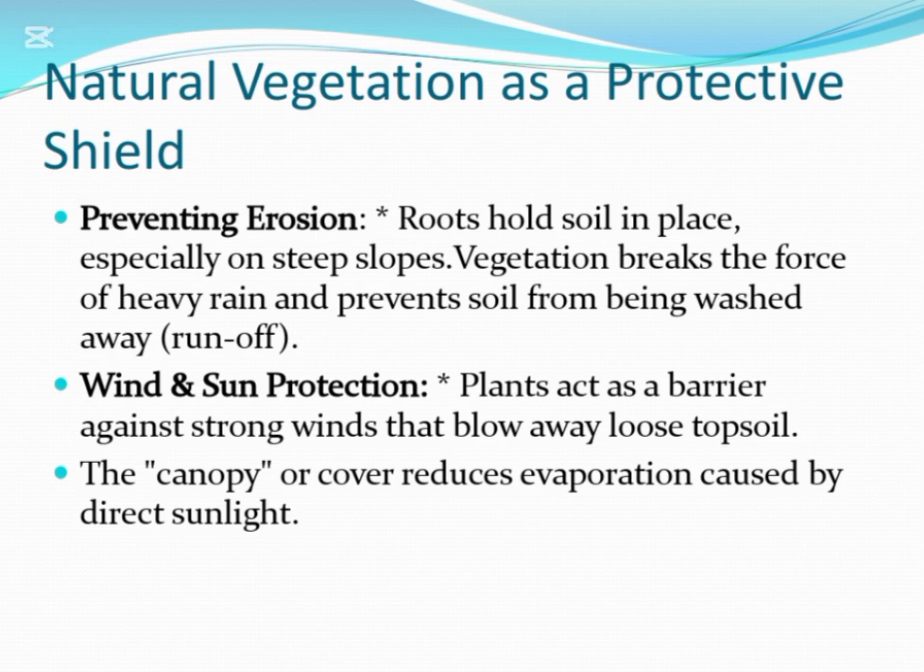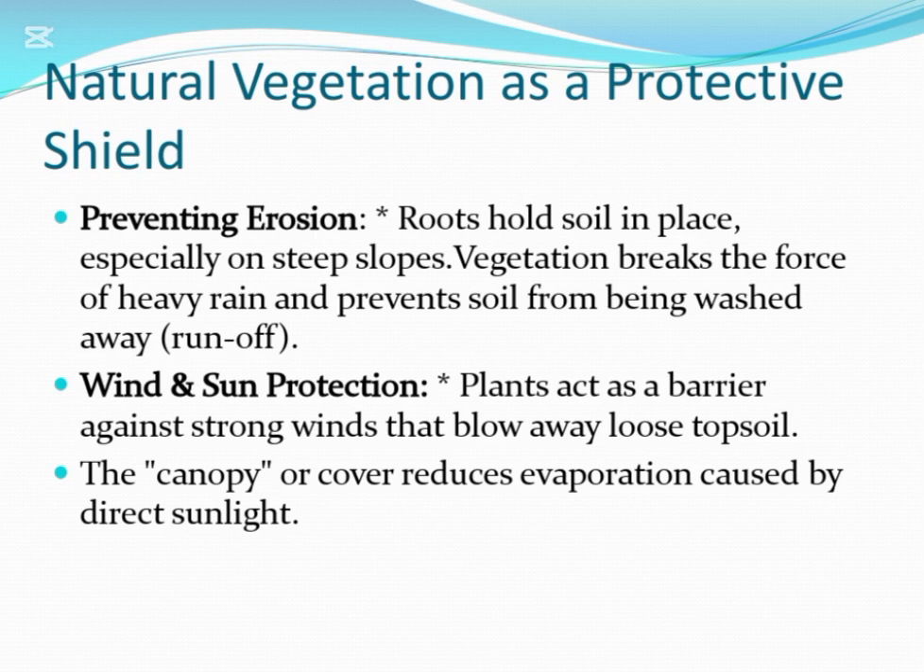Here, plants act as a barrier against strong winds that blow away loose topsoil. The top layer of a forest is called the canopy. It's like a giant sunshade. By blocking direct sunlight, it keeps the ground cool and reduces evaporation, ensuring the soil stays moist instead of turning into dust. So, class, without this green shield, our hills would wash away and our fields would blow away.